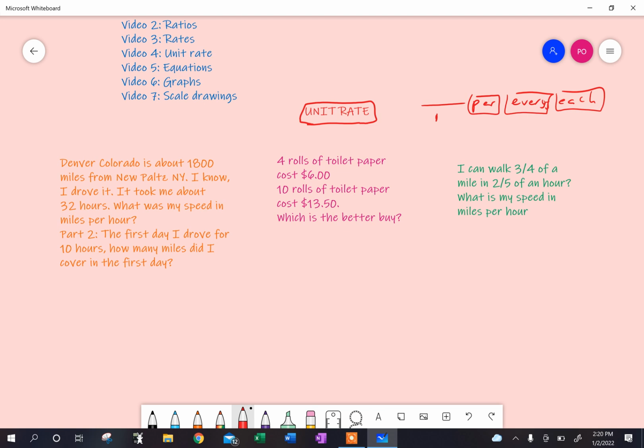Denver, Colorado is about 1,800 miles from New Paltz. I know, I drove it. It took me about 32 hours. What was my speed in miles per hour? So basically, here is the key right here. This phrase here, miles per hour. That per is telling you that you are going to have a unit rate. And they want per 1 hour, all right?